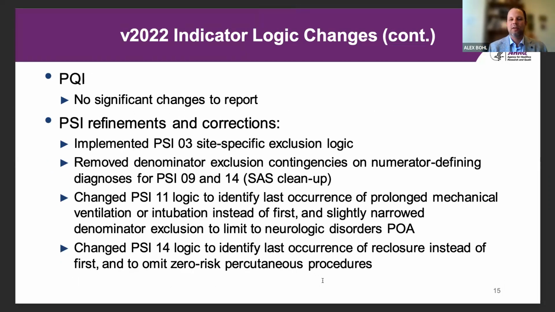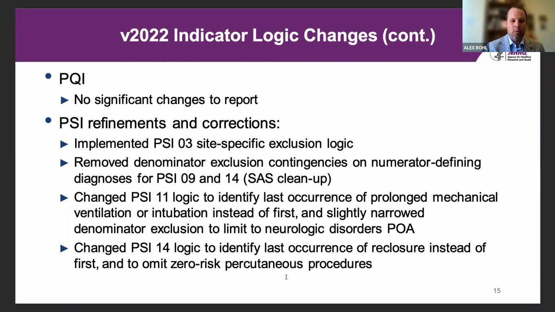While we saw no significant changes to the PQI module, there are PSI changes. Some of those that I just mentioned for the corresponding PDIs, we see also in the PSIs, such as for PDI 8, we see corresponding changes in PSI 9 and 14. For PSI 3, we've implemented a new site-specific exclusion logic that tries to tease out situations where there might be a stage 3 or 4 pressure ulcer in one site that's present on admission, but a stage 3 or 4 pressure ulcer manifested at a different site during the hospital stay. We'll talk about the impacts of these changes in a few slides.